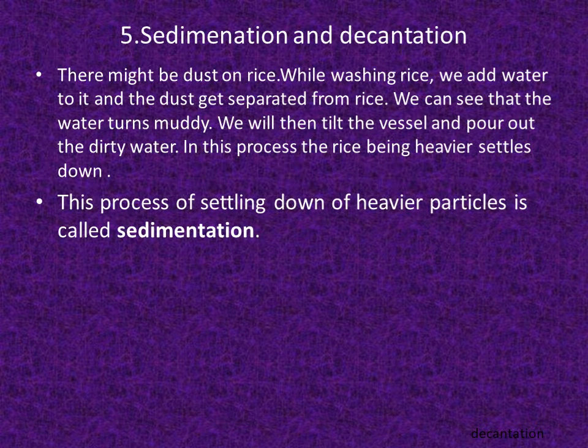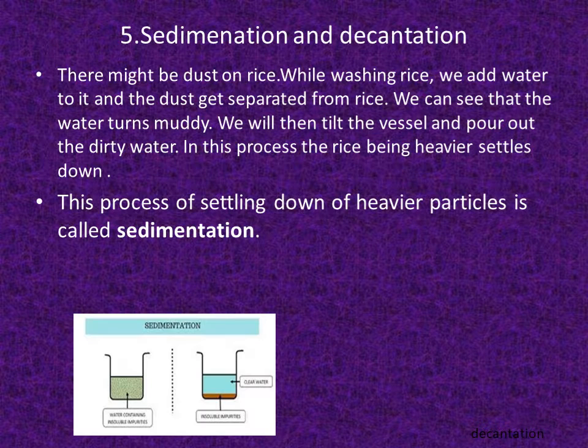This process of settling down of heavier particles is called sedimentation. In this case, rice being heavier settles down. So rice gets sedimented. Here in the picture we can see water contains insoluble impurities. And when these insoluble impurities are allowed to settle, you get the clear water. This is an example of sedimentation.